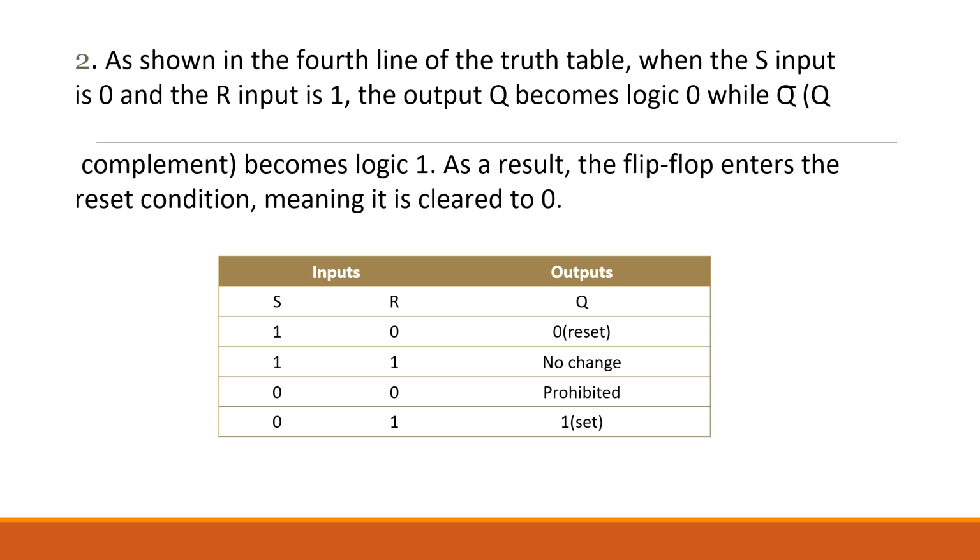Type 2, as shown in the fourth line of the truth table, when the S input is 0 and the R input is 1, the output Q becomes logic 0, while Q complement becomes logic 1. As a result, the flip-flop enters the reset condition, meaning it is cleared to 0.